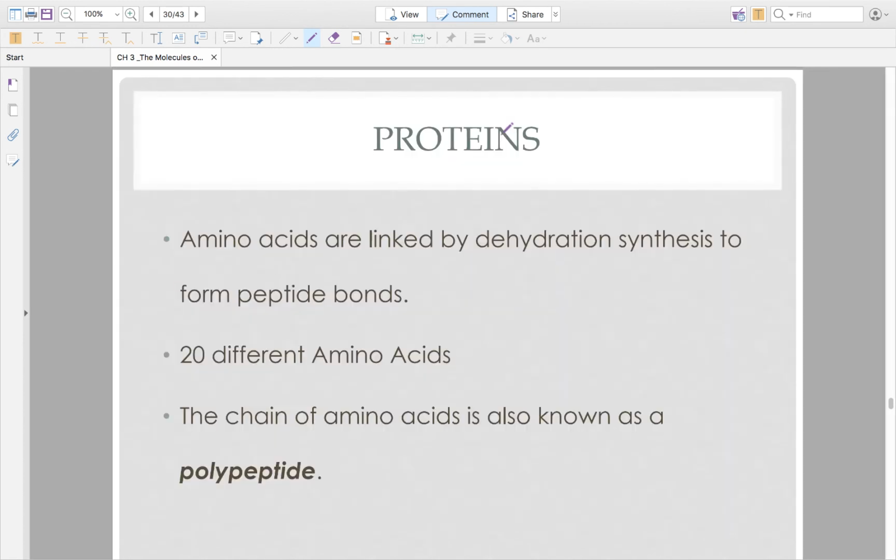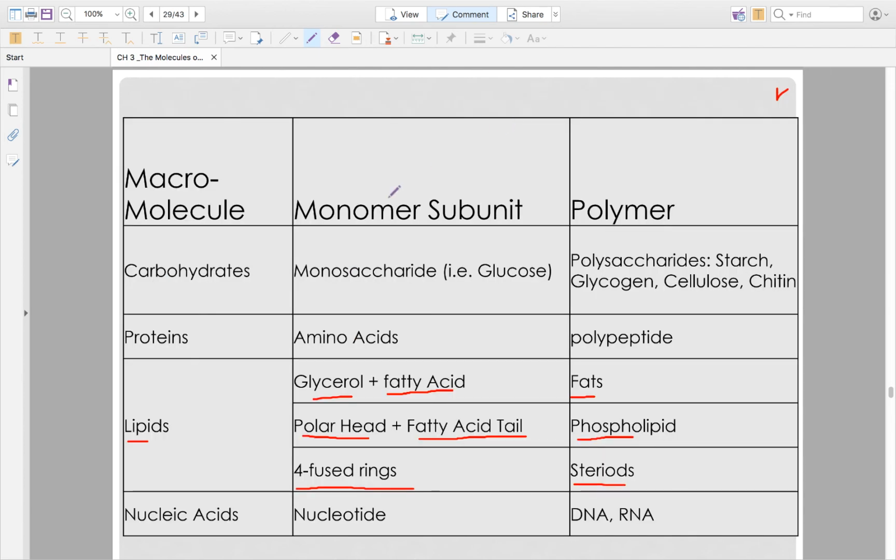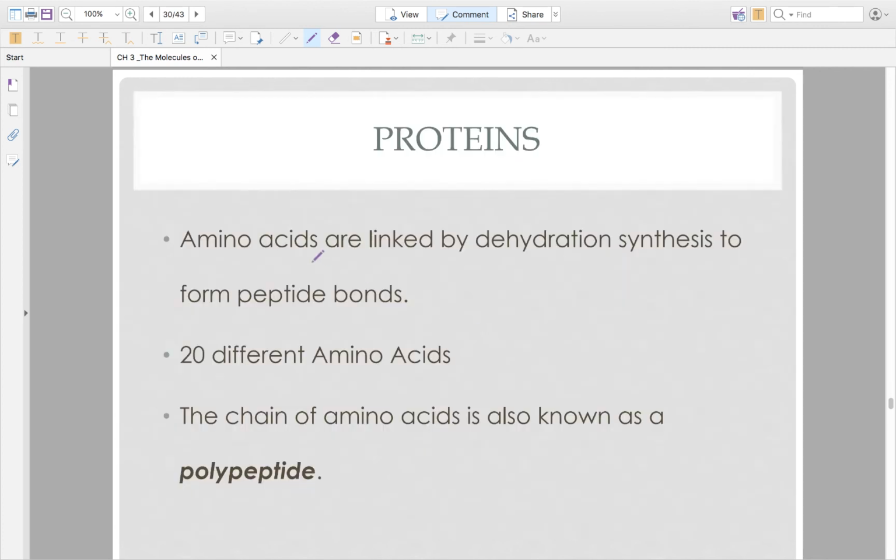Okay, the next topic is proteins. Out of all of our polymers, we have monomer subunits, right? So that's an important factor. And for proteins, the monomer subunits are amino acids. Amino acids are linked together through one reaction, dehydration synthesis, to make our proteins. However, when 2 amino acids are linked together, they form something called a peptide bond.